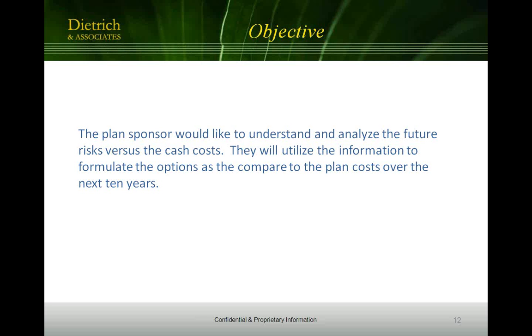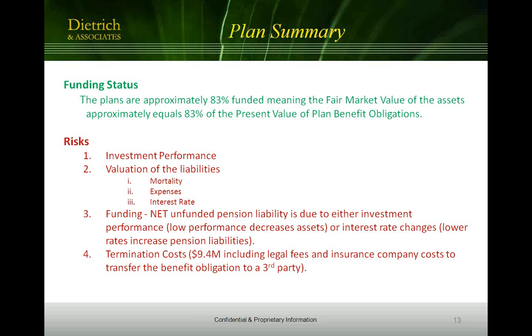Let's review the plan specifics. The plan has assets of $41.7 million. They measure their liability by book liability, and the present value of the plan benefit obligation is $50 million. The cost to terminate the plan and purchase annuities for all participants is $59 million.